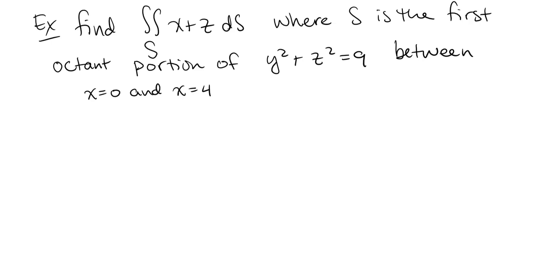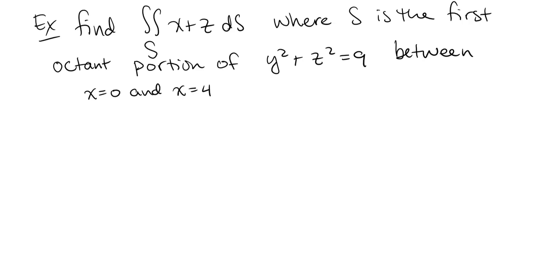In this example, we want to find the surface integral of x plus z dS, where S is the surface in the first octant of the portion of y squared plus z squared equals 9 between x equals 0 and x equals 4. Now, instead of using a function to represent this surface, I'm going to turn it into a parameterization of it using a vector valued function.